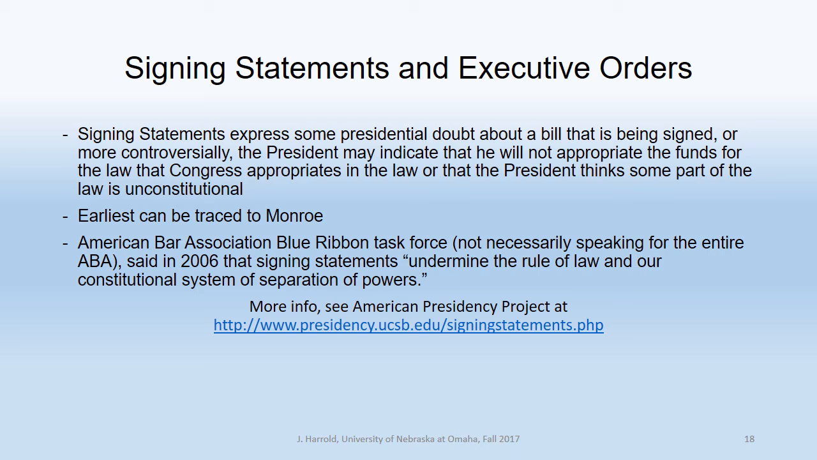Here I want to switch gears a little bit again and talk about signing statements and executive orders, because executive orders are a hot topic. President Trump has signed a lot of executive orders, but he's not the first president to do so. Presidents throughout history have used signing statements, where they sign a law but in writing express some of their reservations about the law. Is that a constitutional practice? Again, it's allowed, but there is an opinion that it might not be a constitutional practice.